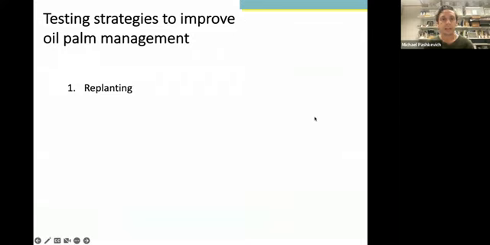Right, and today I'm going to particularly talk about my research into two strategies for growing oil palm. The first of these is looking at what happens when you replant oil palm at the end of its commercial life cycle. And the second one that I'm going to be talking about is looking at what happens when you change the amount of herbicides that you apply within plantations, therefore affecting understory vegetation diversity and complexity.